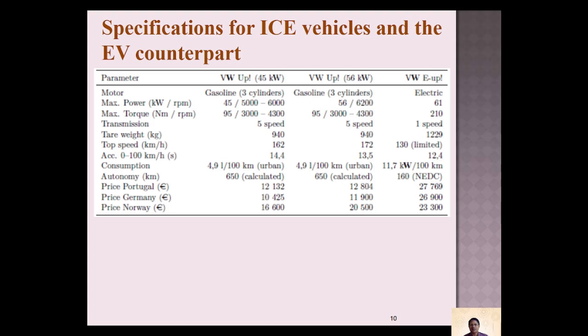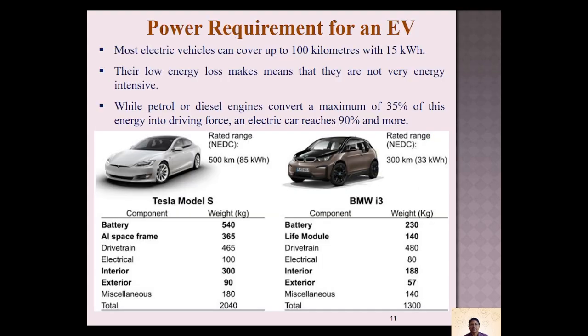For these different specification parameters, now the power requirement for an electric vehicle. Whenever the electric vehicle is required, how much power is available in the battery defines the range of the vehicle. That also depends upon how much weight the vehicle is carrying, or how much curb weight there is. Most electric vehicles can cover up to 100 kilometers with a 15 kilowatt hour battery backup. Low energy loss means that they are not very energy intensive.